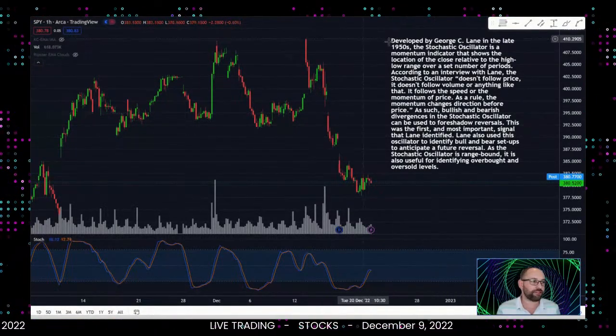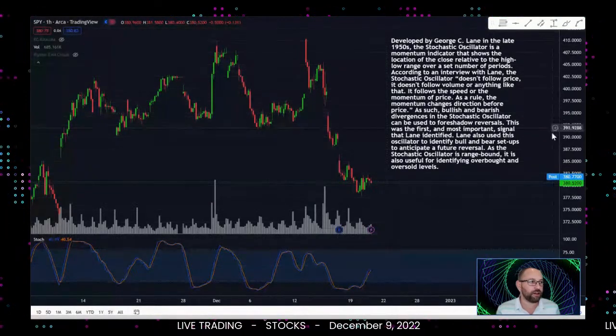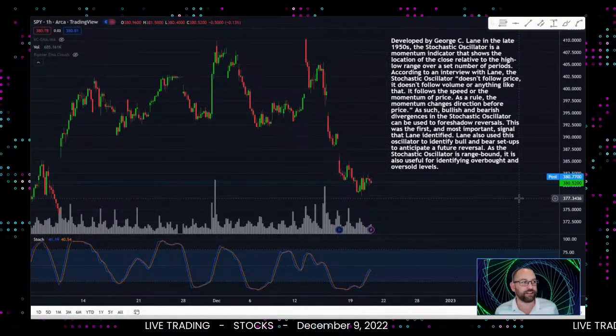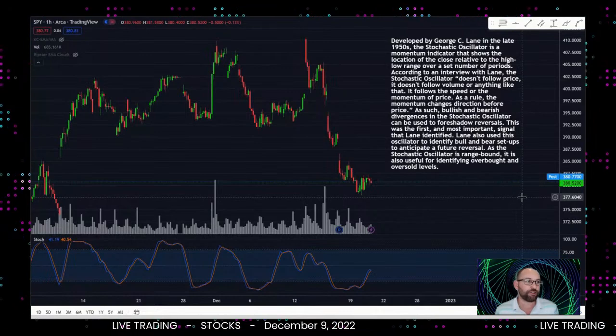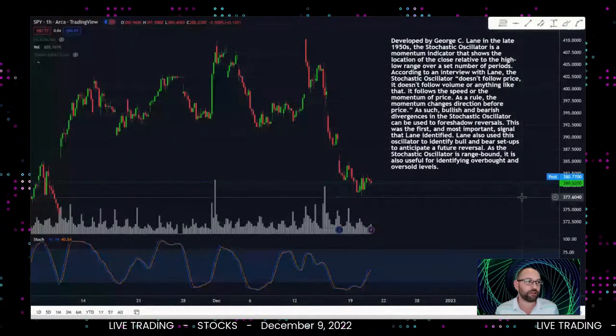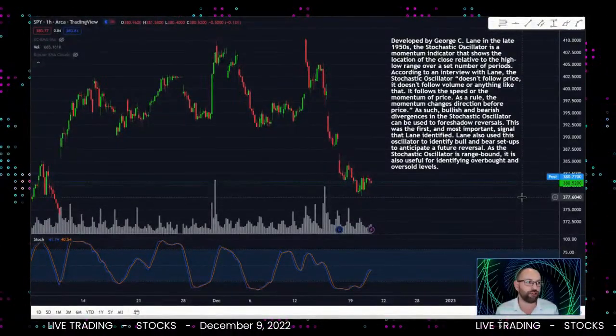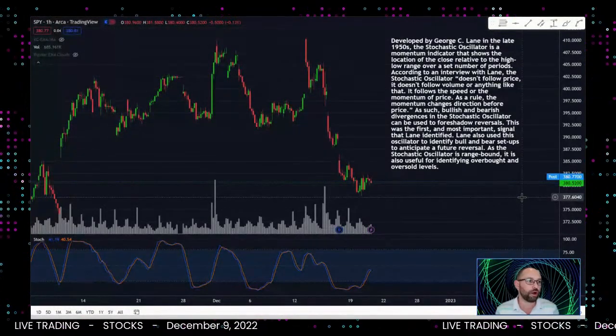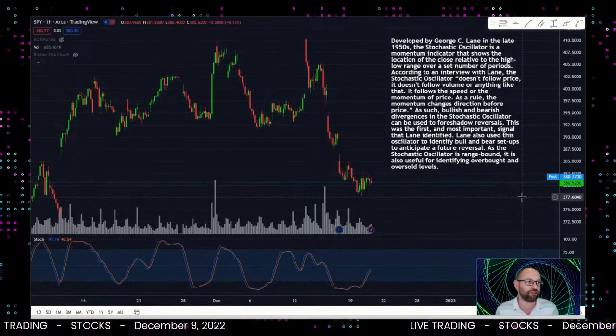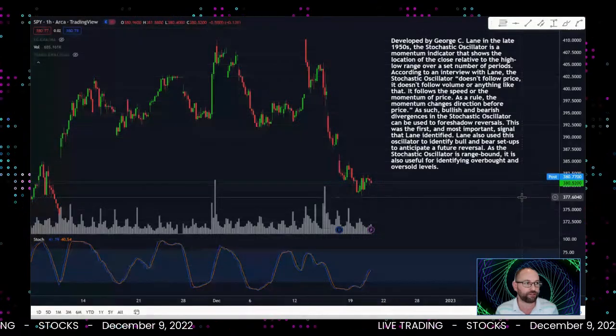So what is the stochastic? Here's the definition right here. Developed by George C. Lane in the late 1950s, the stochastic is an oscillator that shows the location of the close relative to the high-low range over a set number of periods.